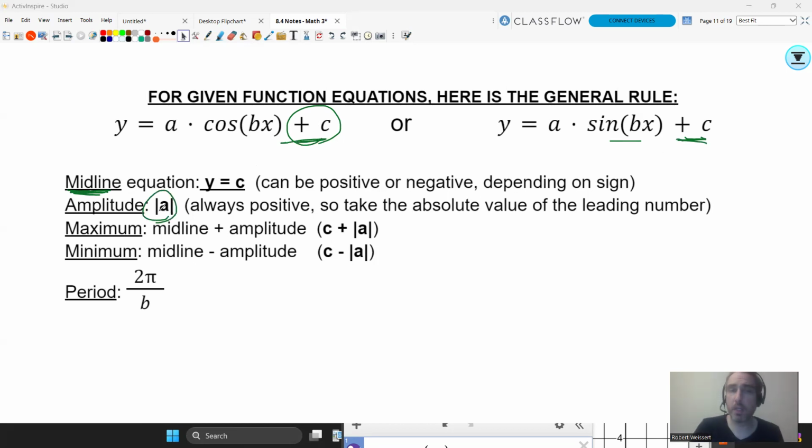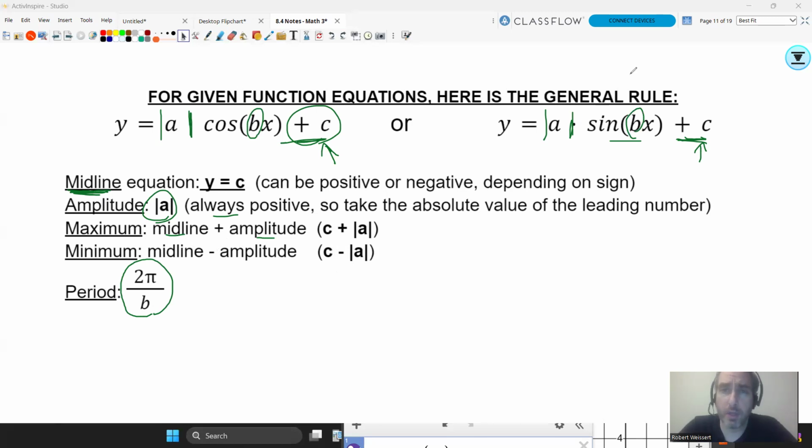Your amplitude, just get the absolute value of the number up front. I don't care if it's negative or positive. Your amplitude has to be a positive number. So if you start with a negative, amplitude's positive. If you start with a positive, amplitude's positive. It's always positive. Your maximum value is going to be your midline plus your amplitude. So you just take this number that you shift up or down, and you add your amplitude to get your maximum. But then your minimum value is going to be midline minus your amplitude. Finally, you can get your period by just taking 2 pi and dividing by that b value. That'll get you a period.